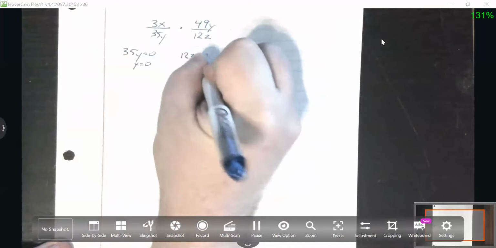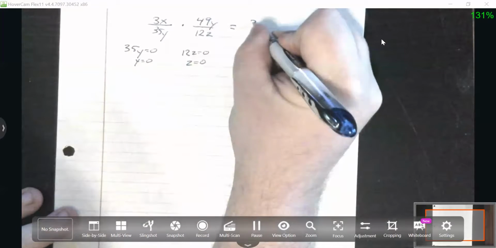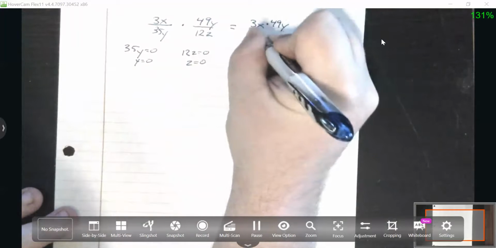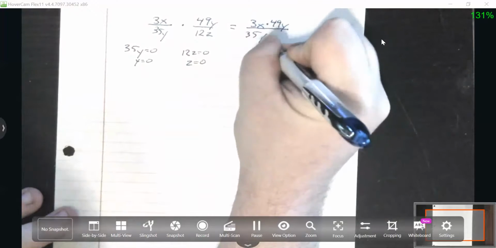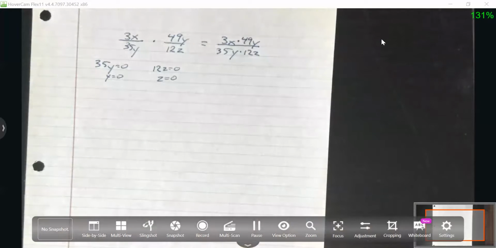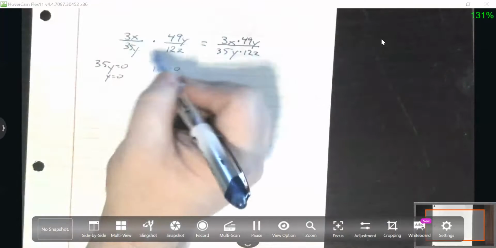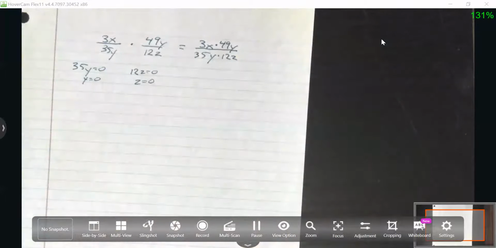So our next step is to check all the denominators and set them equal to 0. So I have 35y equals 0, so y equals 0. And I have 12z equals 0, so z equals 0. So we have two values that are going to be restrictions on our domain. Now, since we're multiplying, we can just multiply right across. So that would be 3x times 49y over 35y times 12z. Honestly, this step is kind of optional for you. Some people find it easier to see it that way. Other people like canceling straight from here. It doesn't much matter. We performed the operation, we multiplied. Now it's a matter of canceling everything we can top and bottom.